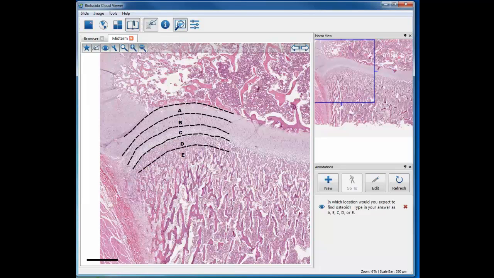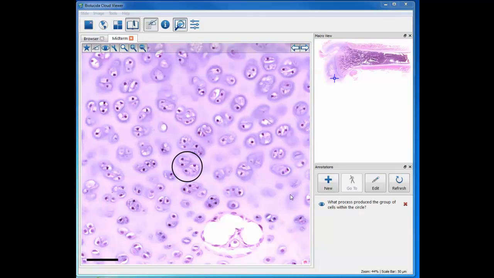The next specimen. This question presented hyaline cartilage and encircled a group of cells. These are chondrocytes that arose out of the mitosis of an original chondrocyte. And this is interstitial growth, by a process of proliferation or mitosis, or we accepted a variety of answers.